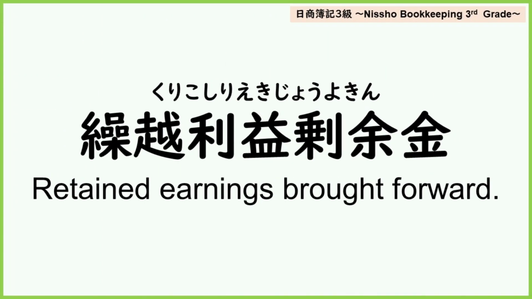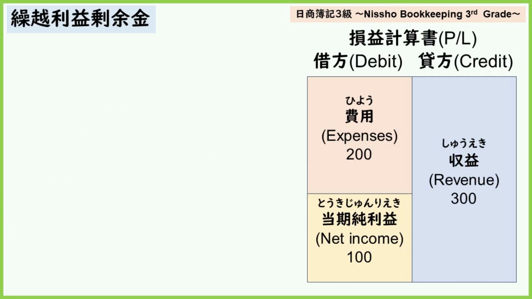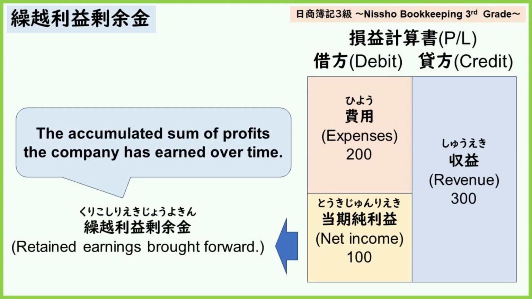The third content. Retained earnings brought forward. In profit and loss statements, the difference between the total revenue and the total expenses is calculated to determine net income for the period, which is then transferred to an equity account called retained earnings brought forward. This transfer occurs annually. Therefore, in a broad sense, retained earnings brought forward can be understood as the accumulated sum of profits the company has earned over time.